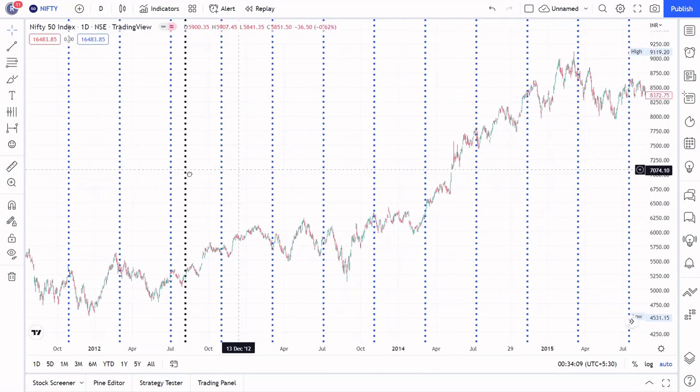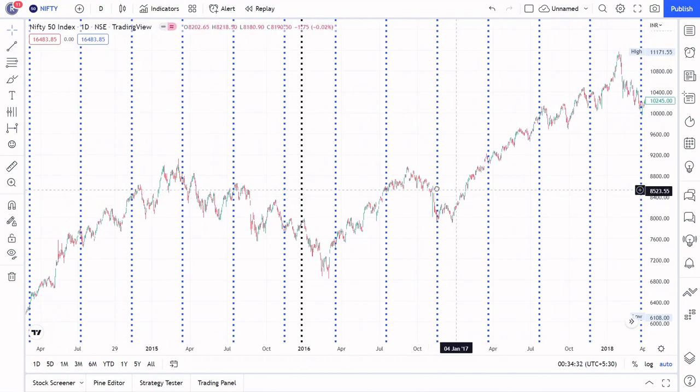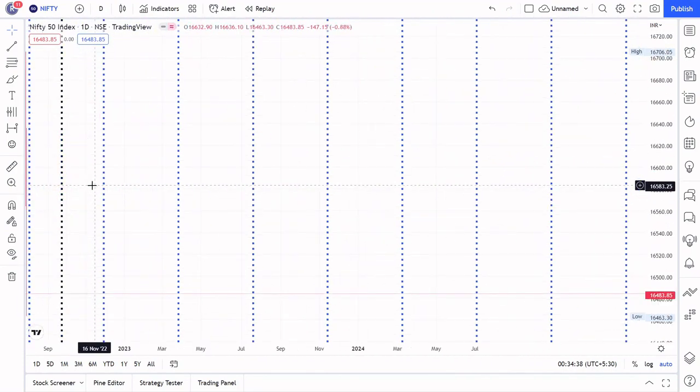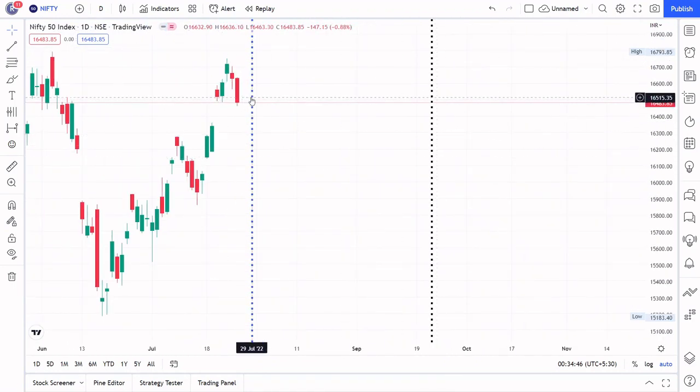To draw this cycle, your starting day would be 3rd August and your second day would be 28 December 2015. That is, 3rd August 2012 and 28 December 2015. Use the same tool and draw the cycles. Look over here. This blue cycle is falling on 29th July 22. So you need to be careful, and let's see what the market does on this particular day.